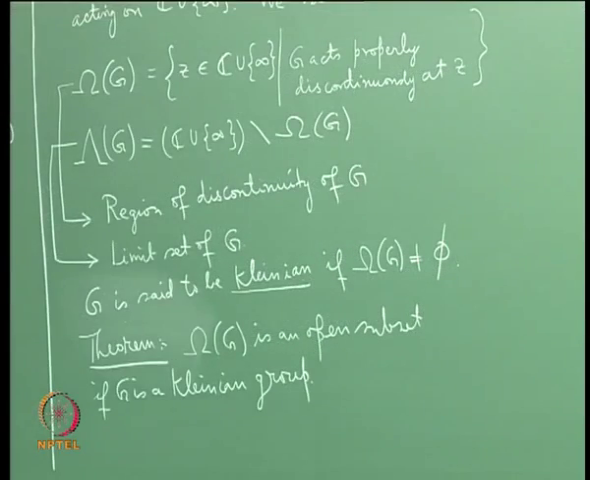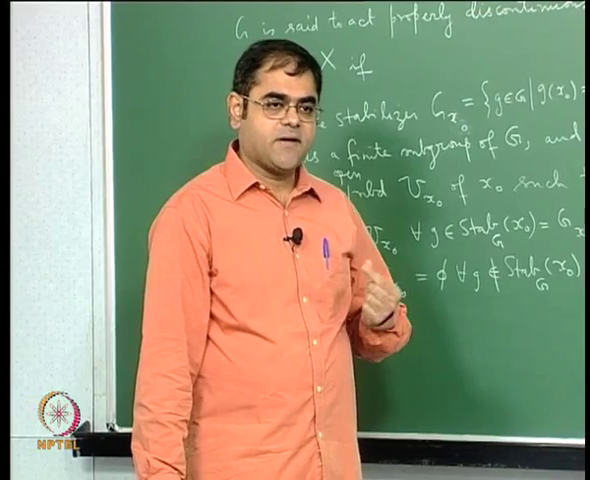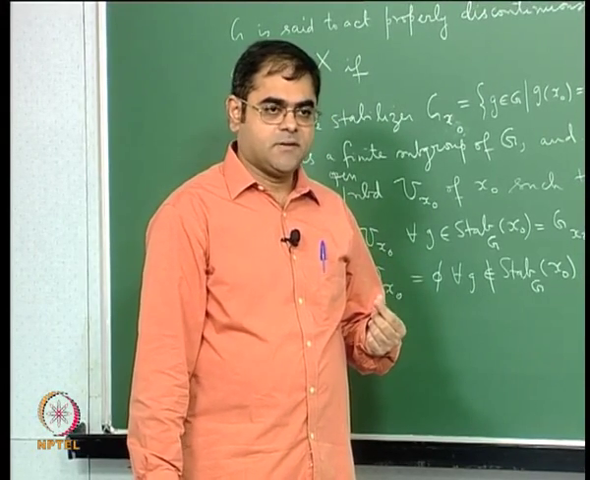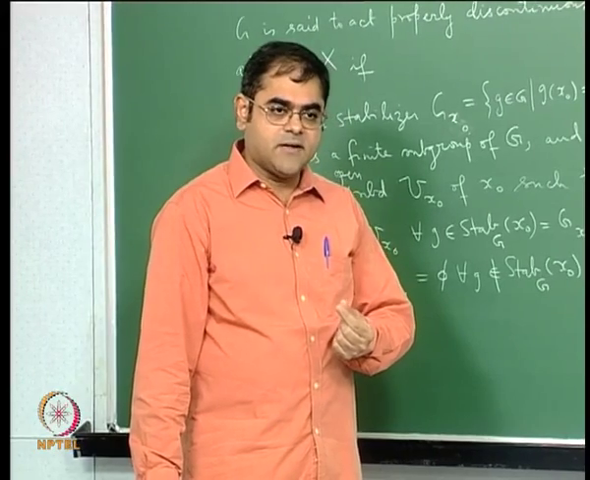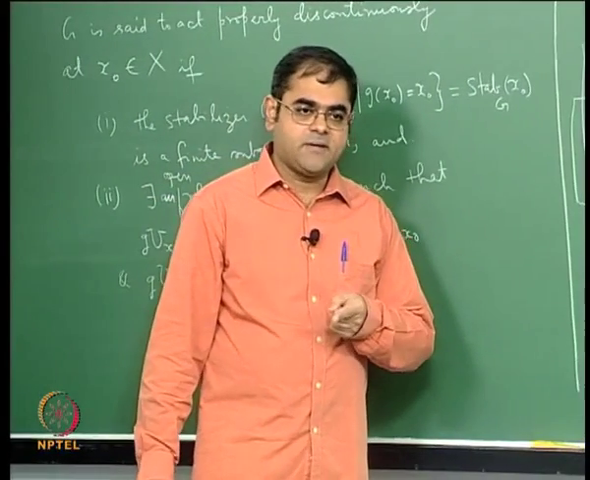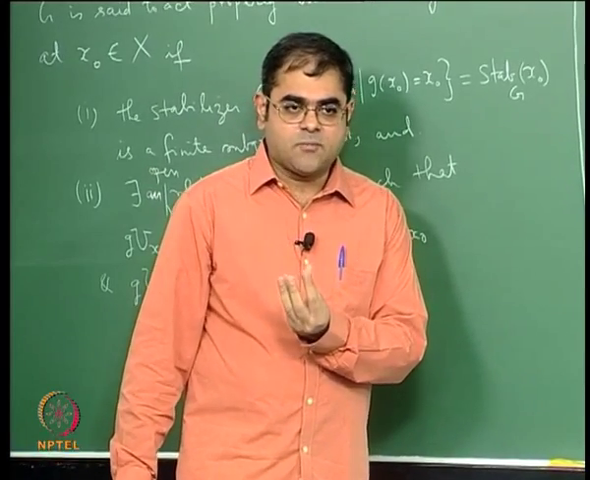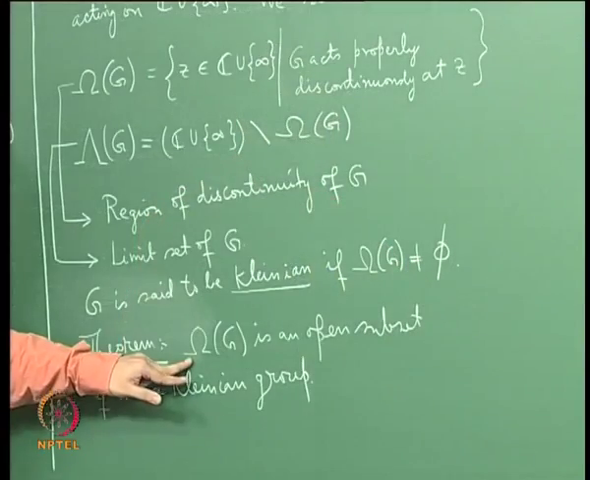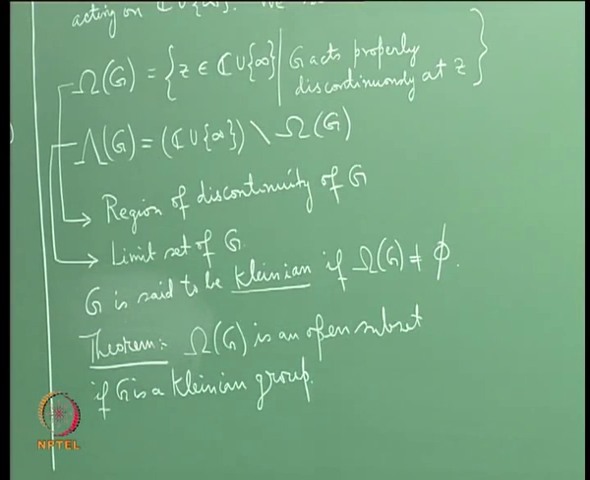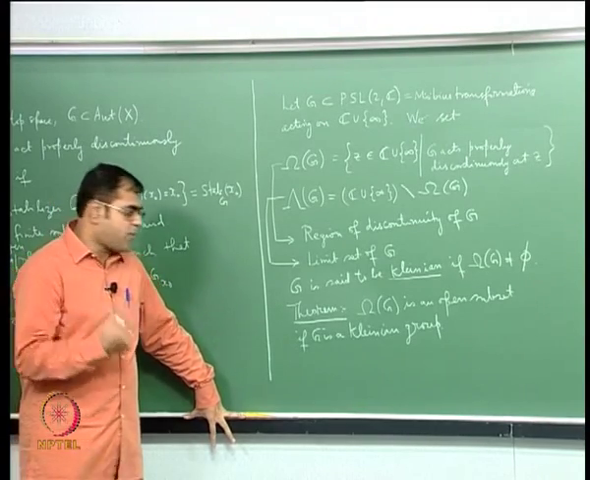So the point is that this fits in with the general philosophy that any good property which is defined at points should be an open property. If you try to define, for example, holomorphicity, if a function is holomorphic at a point, then it is holomorphic in every point in a neighborhood of that point. These are all properties which you define at a point. They are good because if they are true at a point, then they are true in a small neighborhood of the point. That is exactly what we are saying here: if you take a point of omega G, then there is a small disk surrounding that point which is full of points again in omega G.